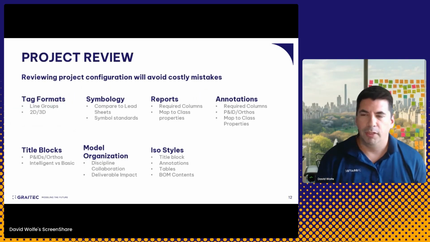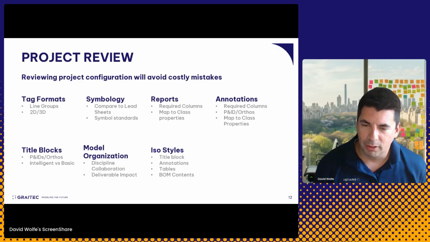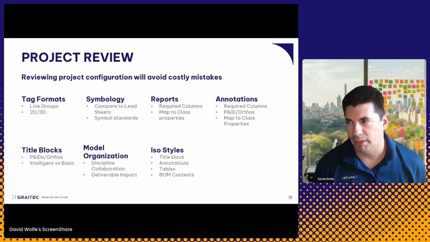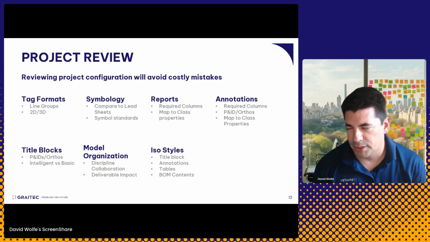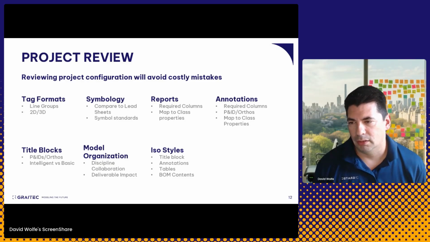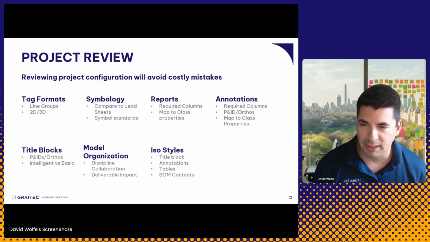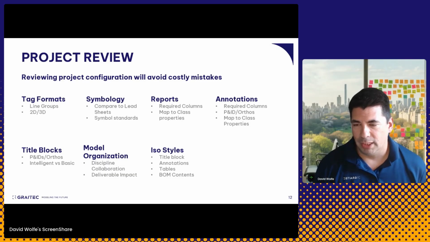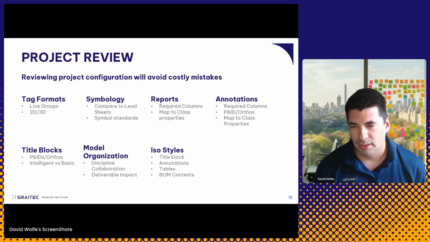So our project review is where we would sit and go through your project template. The project template is the most critical thing for any company adopting Plant 3D to nail down. So we review your tag formats. We look at your lead sheets so we know what symbols you're trying to implement and make sure you're following the right standards. We would look at your reports. And the reason we do this up front is because the reports are one of those areas where if you don't have the right properties, you're not getting the right data out. And so that needs to be covered very quickly in the process.